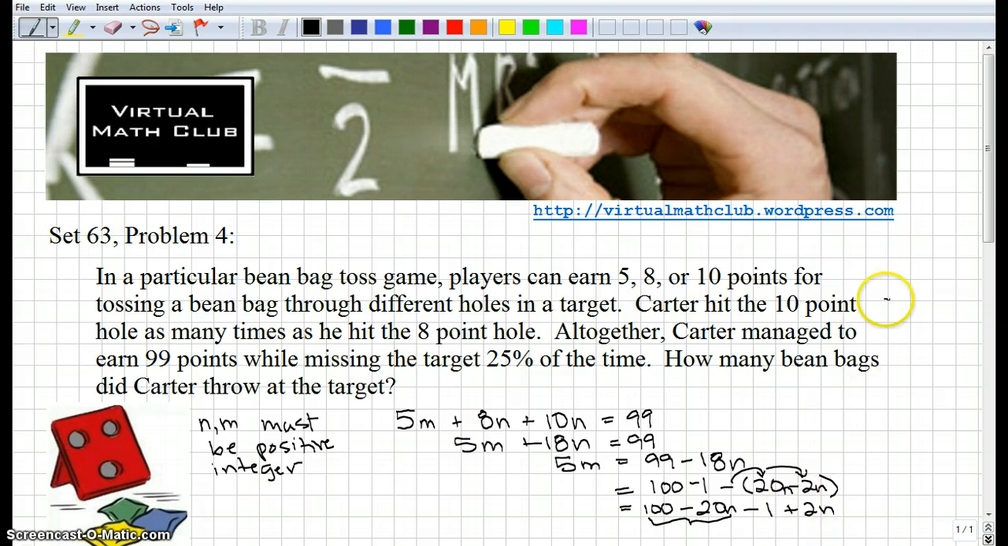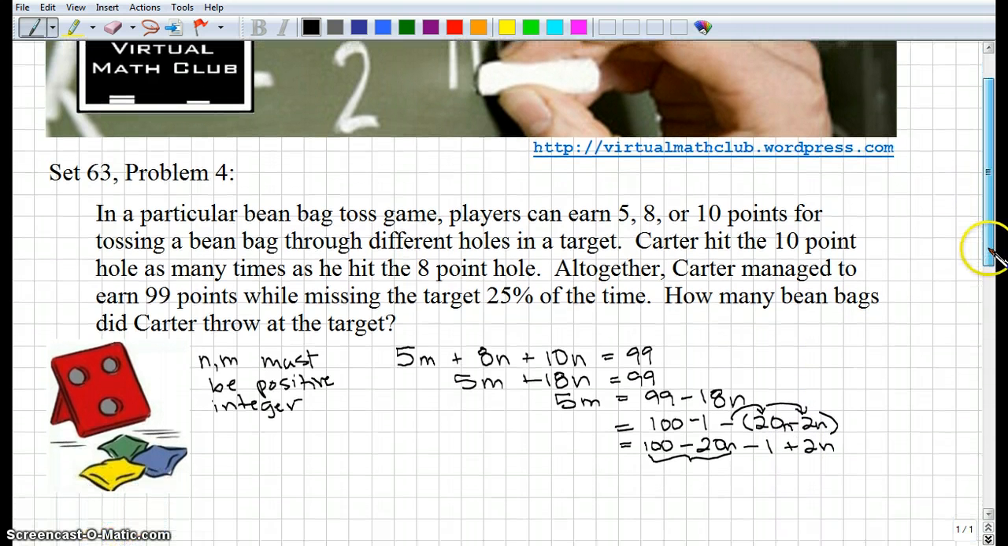So that way it's a little easier to work with, because I know that this whole thing has to be divisible by 5. This part is already divisible by 5. This 100 minus 20n is automatically divisible by 5, right? Because 5 is a divisor of 100 and a divisor of 20. So what this tells me is that 2n minus 1 must be divisible by 5.